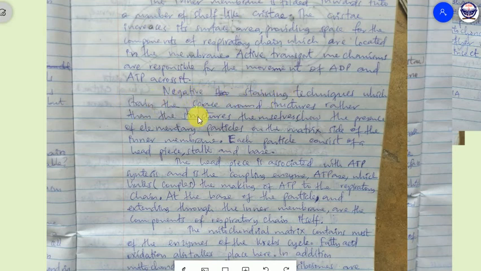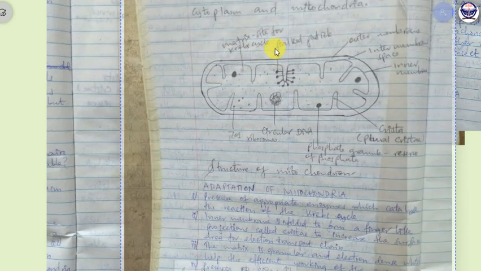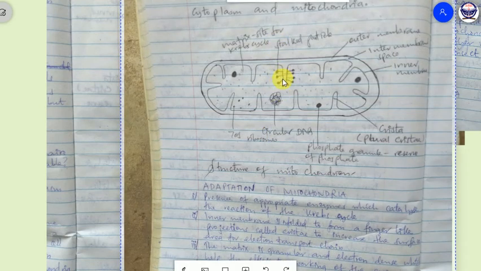Negative staining techniques, which stain the space around the structures rather than the structures themselves, show the presence of elementary particles, or sometimes they are called stalked particles, on the matrix side of the inner membrane. Each particle consists of the headpiece, stalk, and the base. So as you can see, here you can see this particle. If we magnify this, it consists of headpiece, stalk, and the base, which is bonded to this membrane.